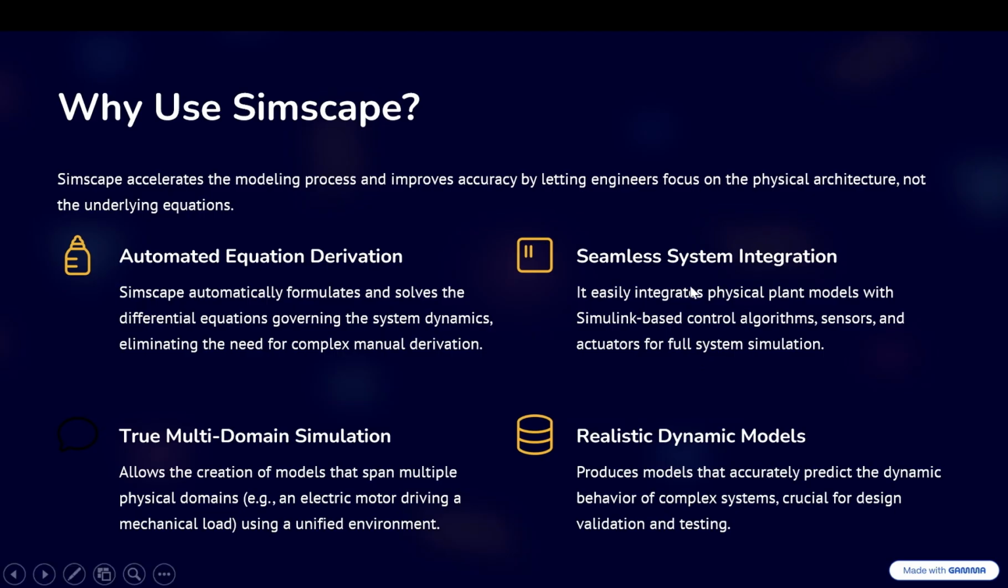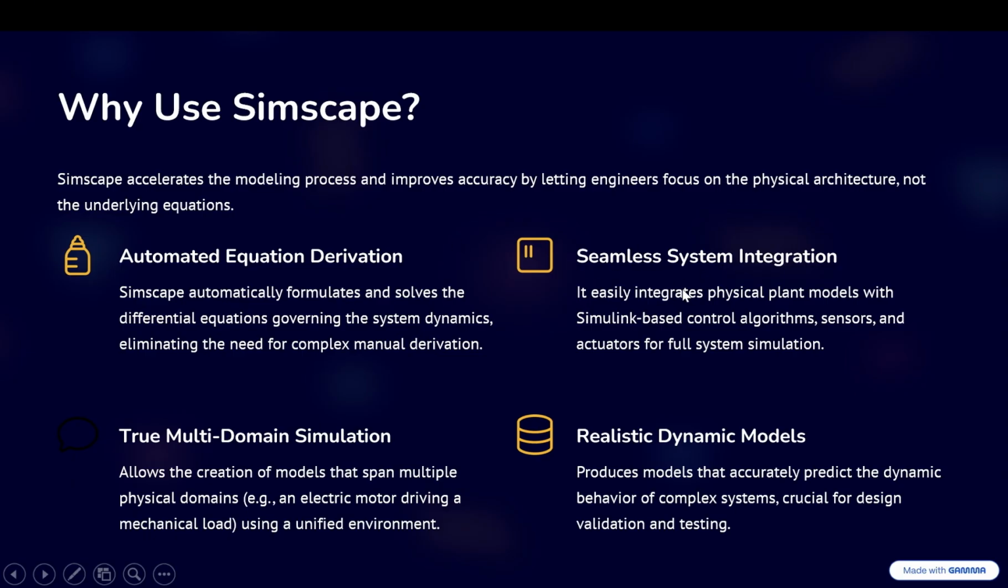So, before we go deeper into how Simscape works, let's first understand why we should use it. Simscape helps engineers model complex physical systems more efficiently. It speeds up the modeling process and improves accuracy by focusing on the physical architecture, not the math behind it. The first reason is automated equation derivation. Instead of spending hours deriving differential equations manually, Simscape automatically formulates and solves them for you. This lets you concentrate on the system design rather than the equations.